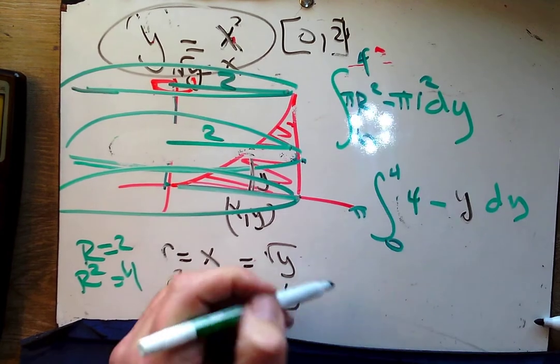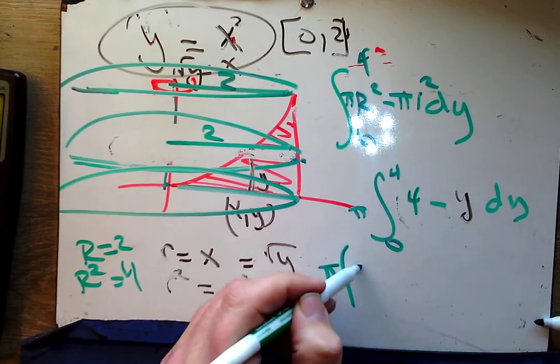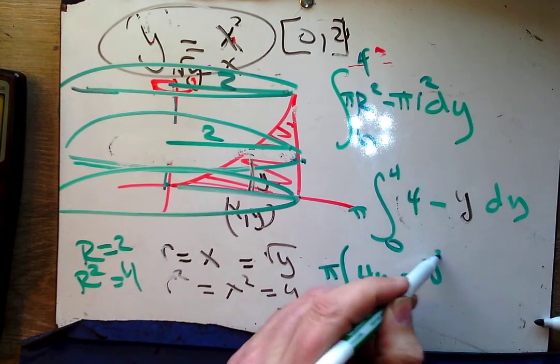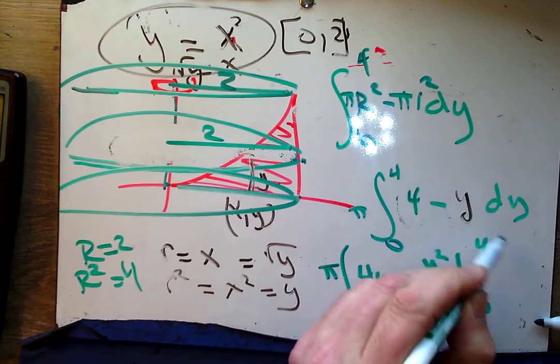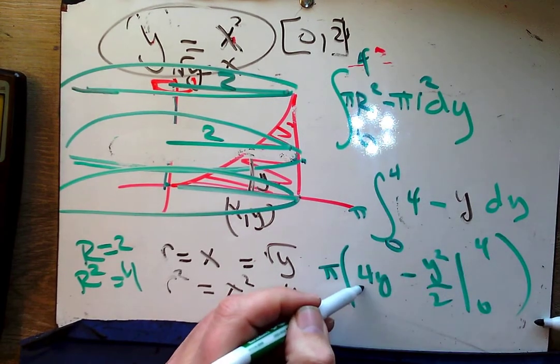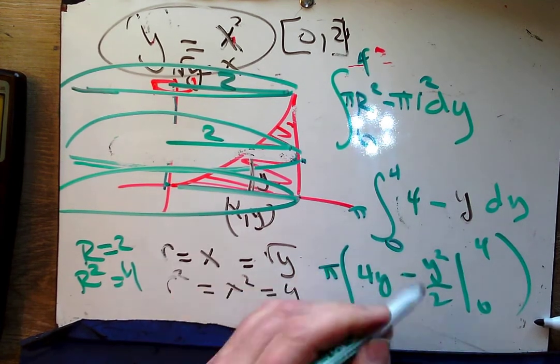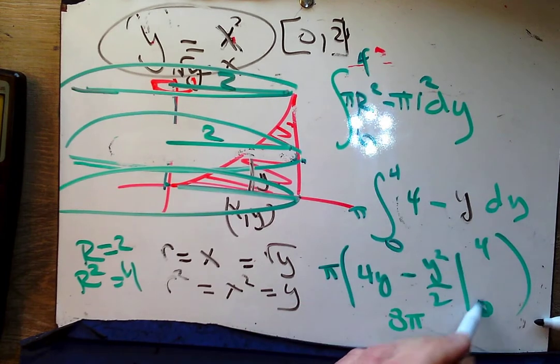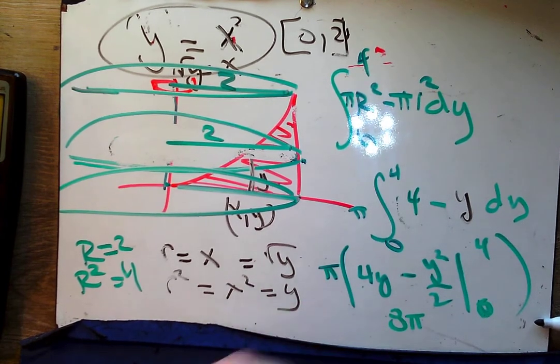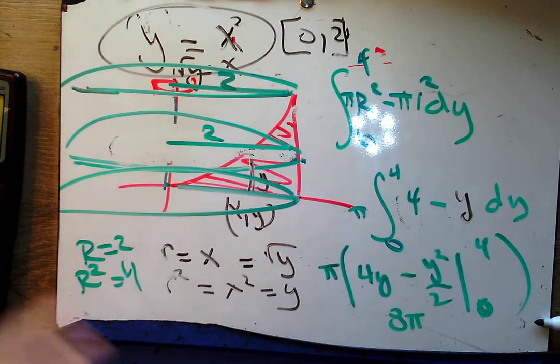And so we have pi, antiderivative of 4 is 4y, minus y squared over 2 from 0 to 4. 16 minus 8 is 8 times pi, 8 pi. Don't forget to plug this in. I know it's 0. But just when it isn't 0, suddenly you're going to have forgotten that you need to plug these things in, so I'm going to keep reminding you. All right.